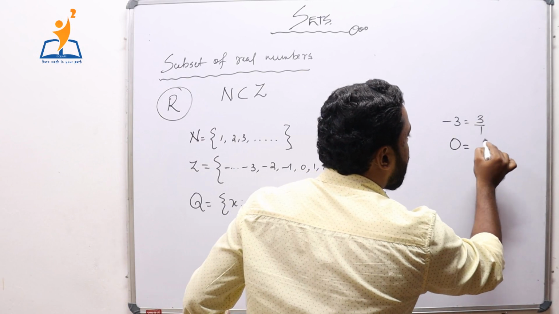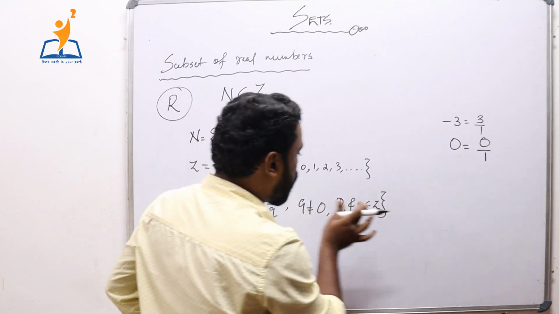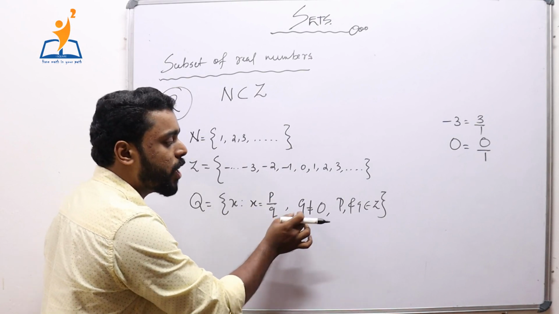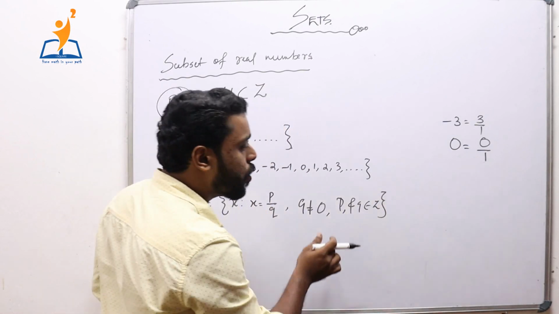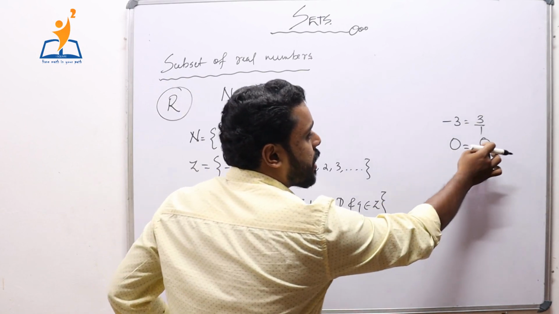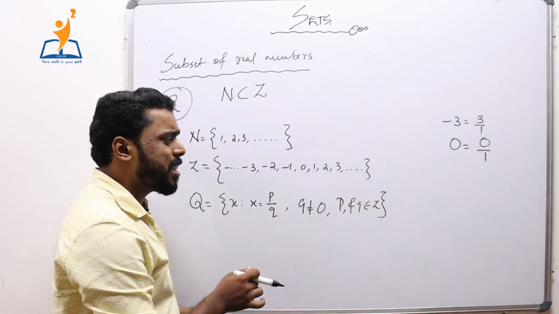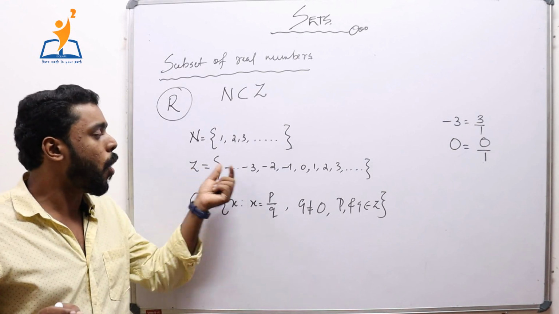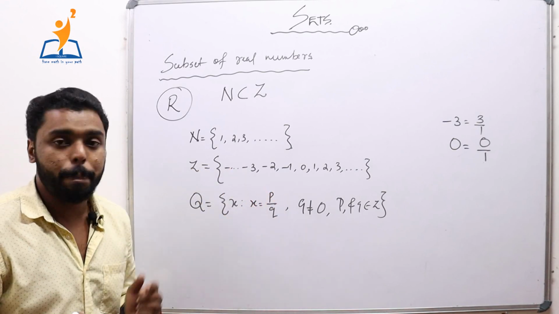0 can be notated as 0 by 1, which also satisfies all the conditions to be a rational. 0 is of the form p by q, q, denominator not equal to 0, p, q belongs to Z. 0 and 1 belong to Z. Similarly, we can notate each and every integer which belongs to Z in the form p by q.